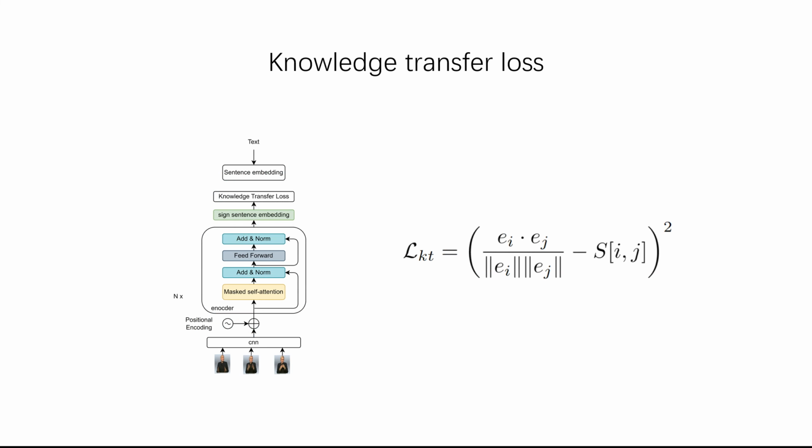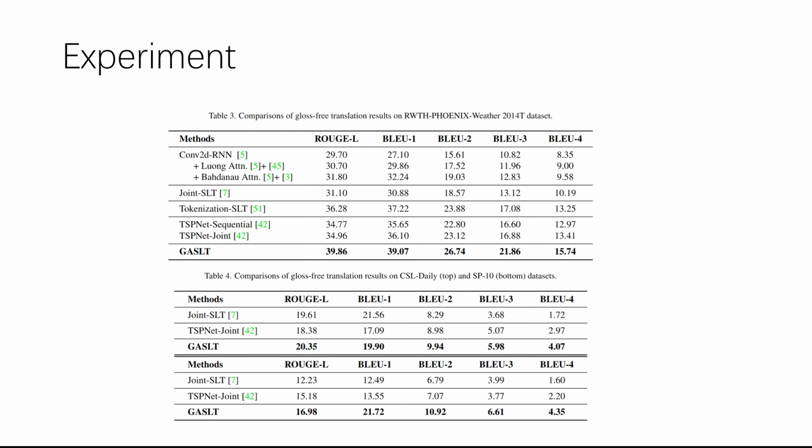Using this similarity knowledge, we can enable the model to understand the semantics of sign language videos as a whole, which can partially replace the second aspect of the information provided by gloss. Experimental results on 3 datasets show that the translation performance of the GASLT model exceeds the existing state-of-the-art methods, which proves the effectiveness of our proposed method.